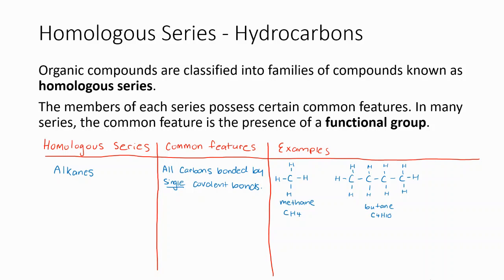Now, because we know that carbon bonds with 4 other atoms around it, and we know how many carbons are going to be in each of these molecules, we can predict the formula that the molecule will have. So the general formula for an alkane is CnH2n+2, where n represents the number of carbon atoms.